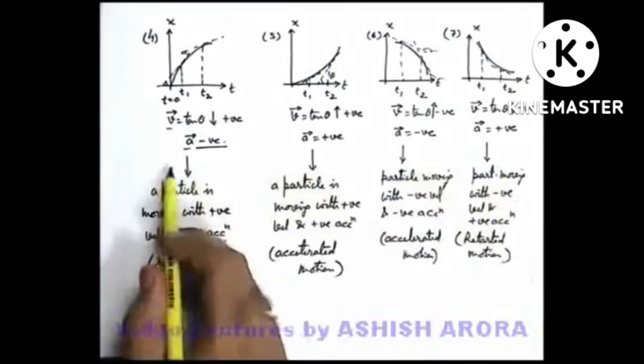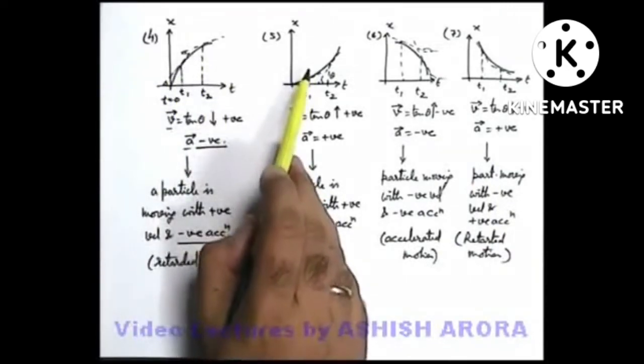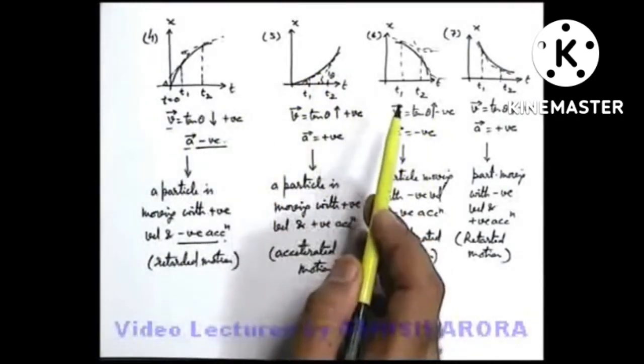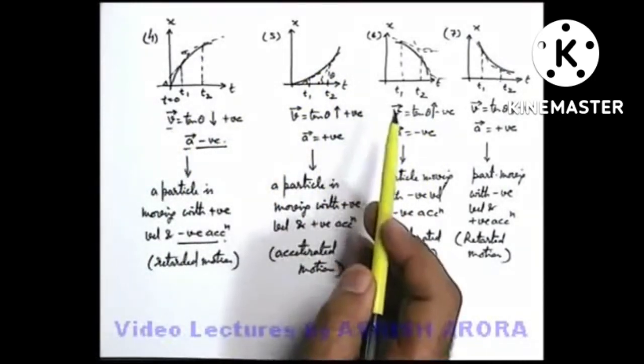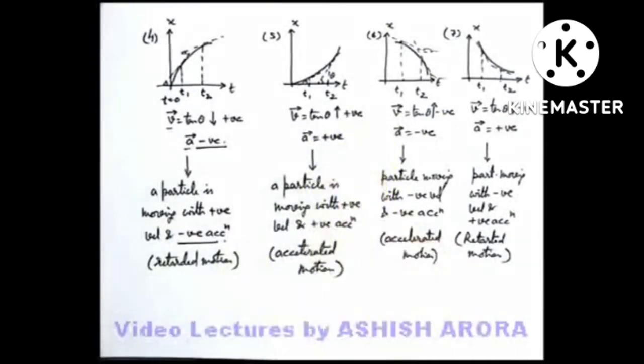So always remember these graphs and the way how we are analyzing which graph is corresponding to accelerated motion and which graph is corresponding to retarded motion. So all these graphs we are required to combine in case of a motion in which particle is accelerated as well as it is retarded. We'll also see some examples based on this.